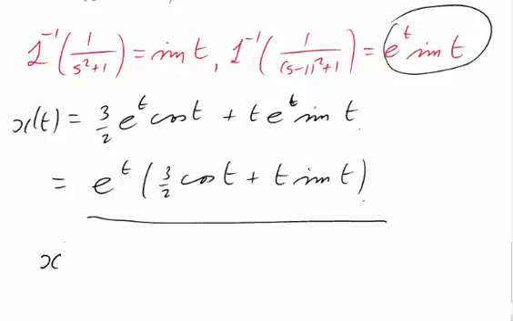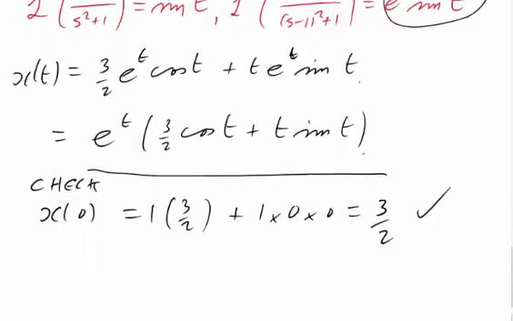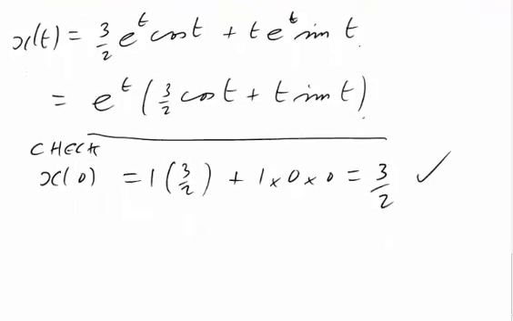Let's look at x of 0. So this is a check. X of 0 is e to the 0, well that's 1. Cos of 0 is 1, so that's 3/2, and sine of 0 times 0 is also 0, so that makes 3/2. So that checks out. It is the correct value for the boundary condition.